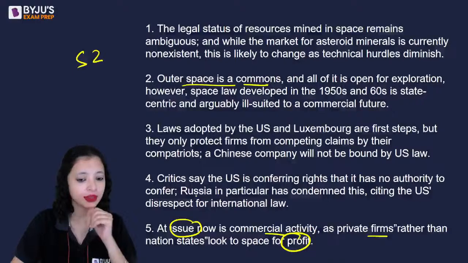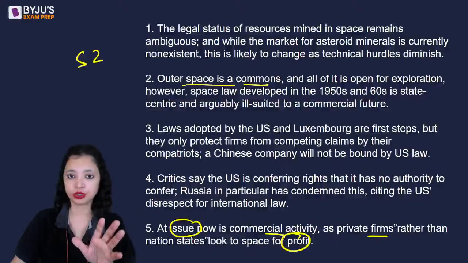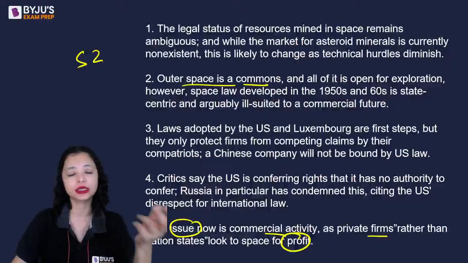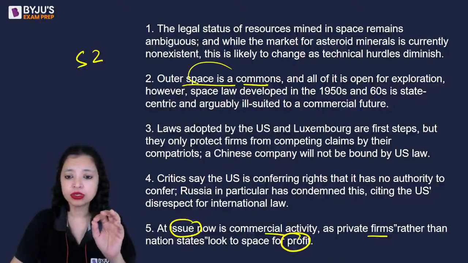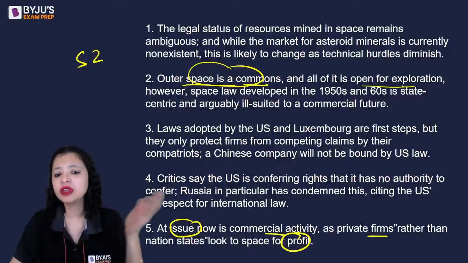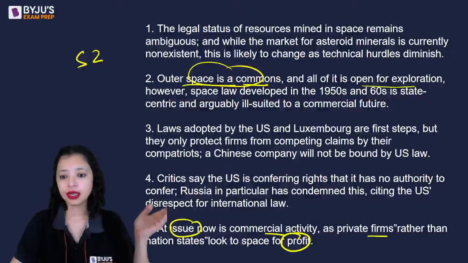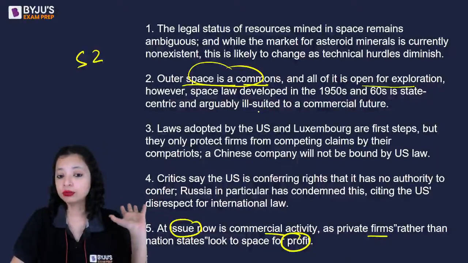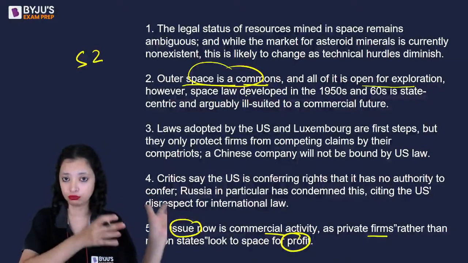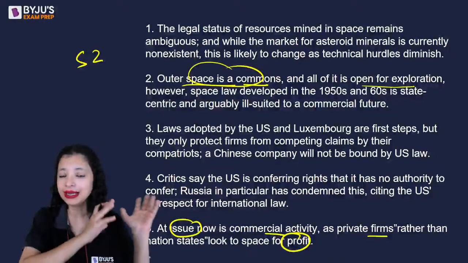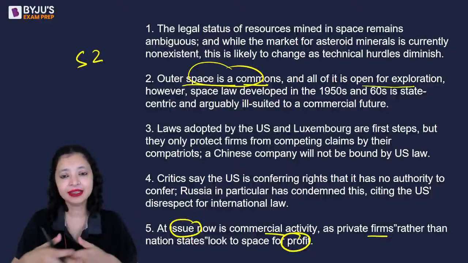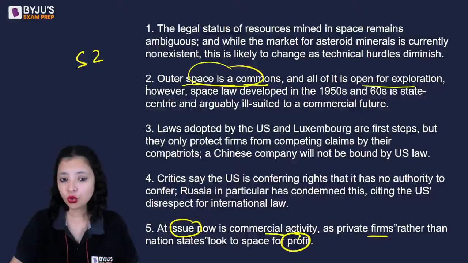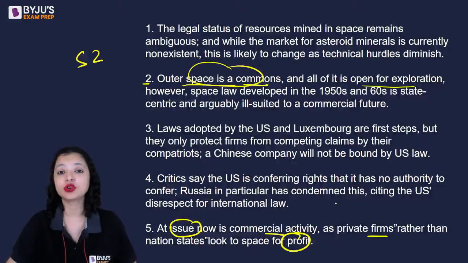Do you think so? That the issue is commercial activity, which commercial agents are taking up for profit. And why is it actually an issue right now? It's an issue because outer space is for commons. It's open for everyone for exploration, right? Although it was ill-suited for commercial future, the rules that were claimed beforehand, but now they're ill-suited. Currently, they're obsolete. So 2 actually explains why it is an issue. It's 5-2 as a mandatory pair.